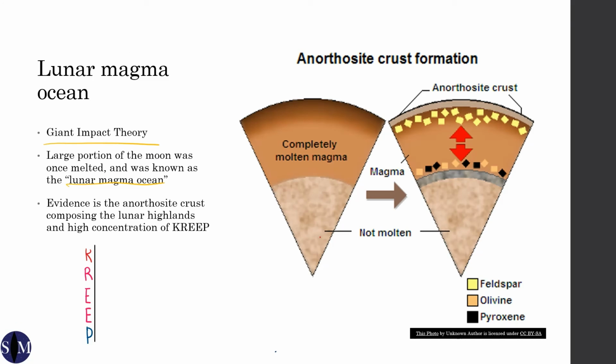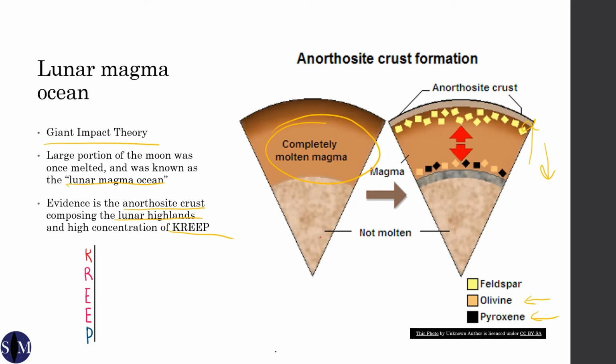Now, in this diagram, we can see that because of the existence of the completely molten magma, the elements of olivine and pyroxene would have sunken down to the bottom of the magma ocean, and feldspar would have risen to the top to become the anorthosite crust. Since we know the lunar highlands to have an anorthosite crust, which is high in the concentration of KREEP, we know that this is true.